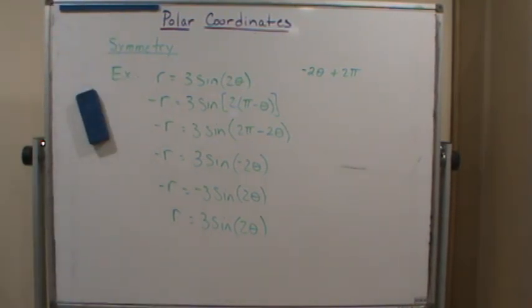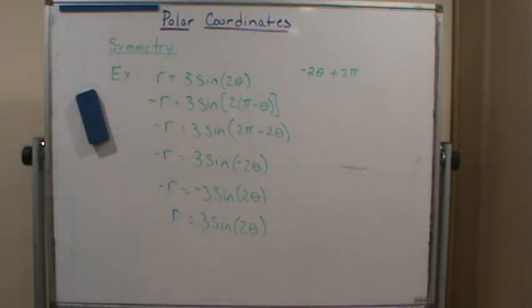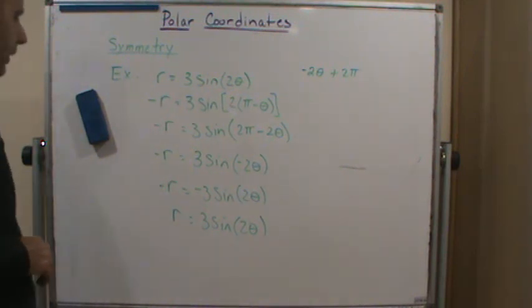Okay, so again, the point is that when we changed the original equation, the test wasn't satisfied. But if we go back to the original equation, replace r with negative r, and replace theta with pi minus theta, then we get the same result. And this itself demonstrates that it is symmetric with respect to the polar axis.